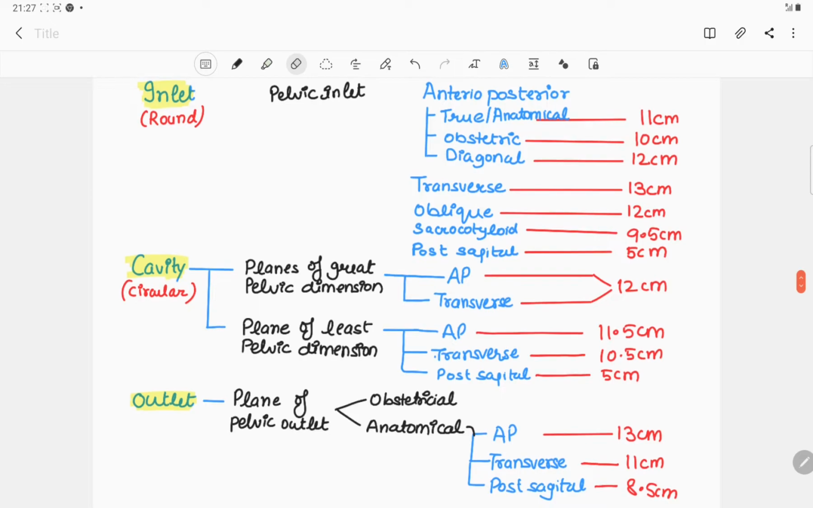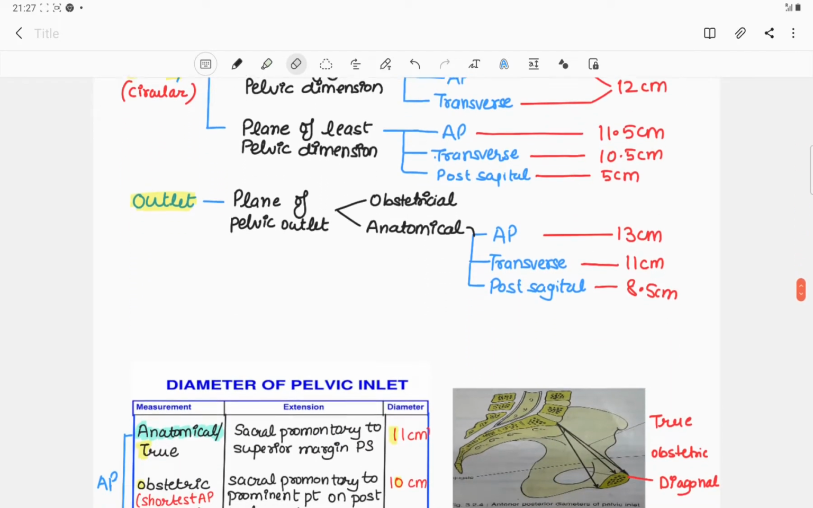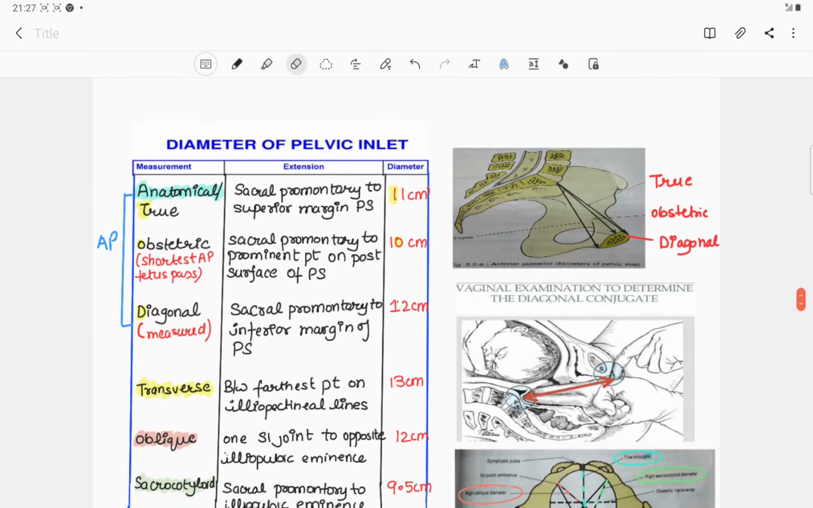This is a chart of the different diameters that you have to remember. Please try to click a picture. Okay, I hope you have clicked a picture. Moving forward, we will discuss them separately.